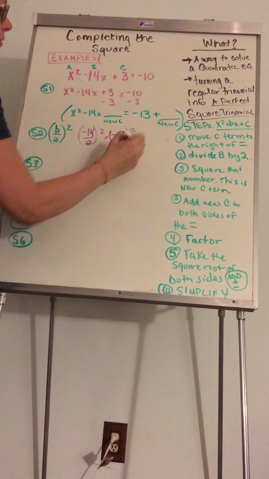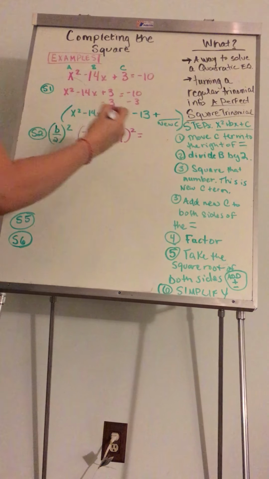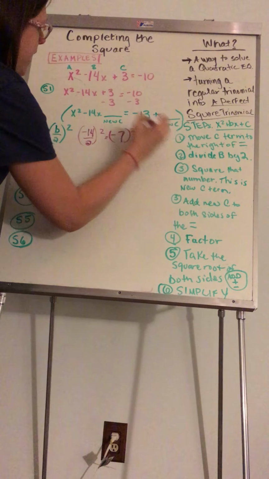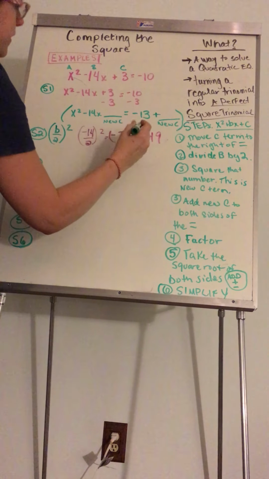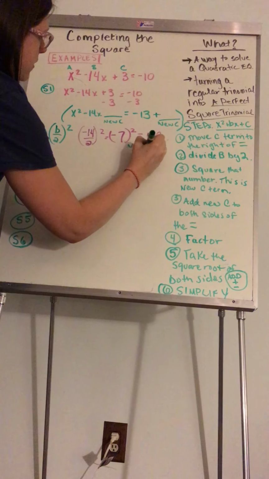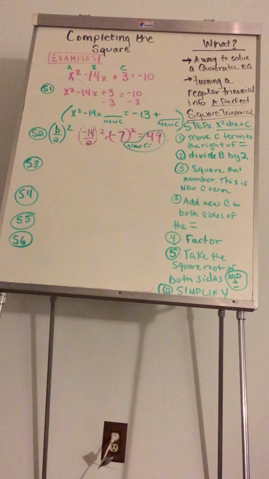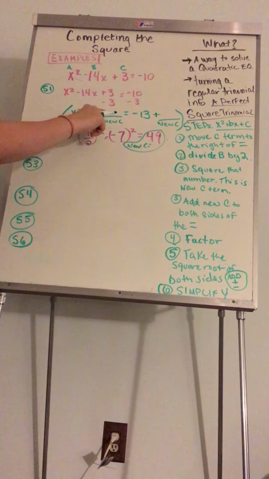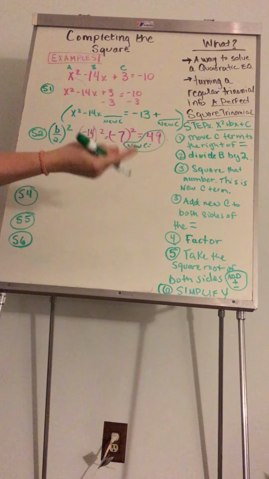Negative 7 squared is going to be positive 49, because if you recall, two negatives multiplied together are positive. So it will be positive 49. That is my new c. So new c is 49. Okay, now the next step is to add my new c to both sides of the equal sign. It's going to go in the place right here where the old c was, and I'm also going to add it to the other side, to the right side of the equal sign.